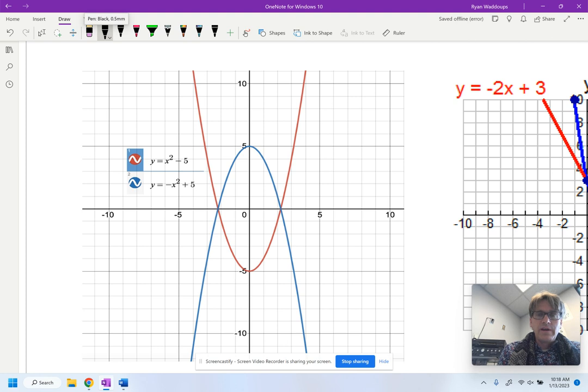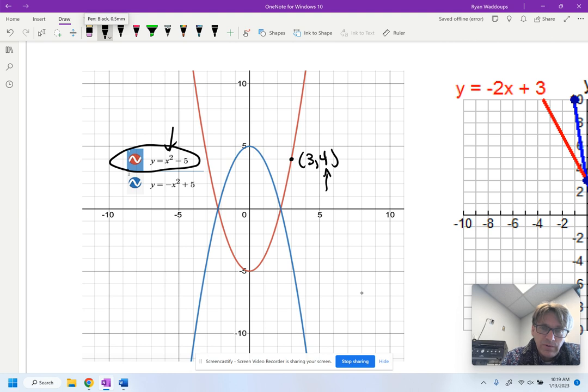is a solution to that equation. So this point, let's say right here, which appears to be (3, 4), is a solution for this red equation here. If you plug in the value of 3 for x and square it, 3 squared is 9, and 9 minus 5 is 4. So you get the corresponding y value. And so (3, 4) is a solution, as is every single point along that line.